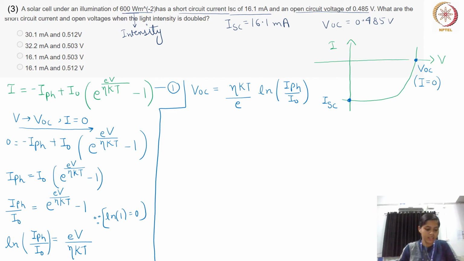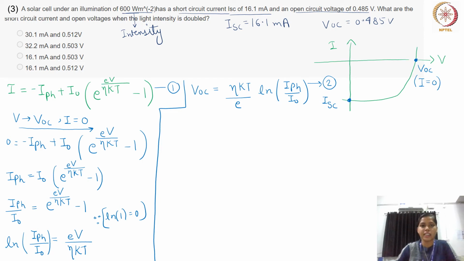So is this clear? We call it equation number 2. Now let's read the question again. So here they have given that if the intensity is 600 watt per meter square, then the corresponding short circuit current value is 16.1 milliampere and the open circuit voltage is 0.485 volt.